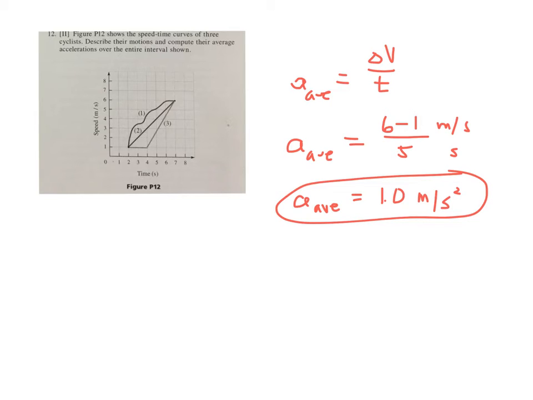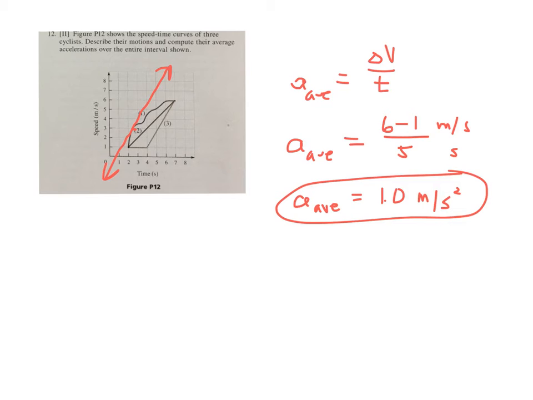To find the acceleration at any given instant in time, you'd have to take a tangent. For example, if you wanted to find the acceleration at this time right here, which is about 2.5 seconds, you would need to draw a tangent line like this. That's not a very good tangent. Try to do a little better job. Draw a tangent line like that and find the slope of that tangent line, and that would be a little bit steeper than the 1.0 meters per second squared we had for path number 2.